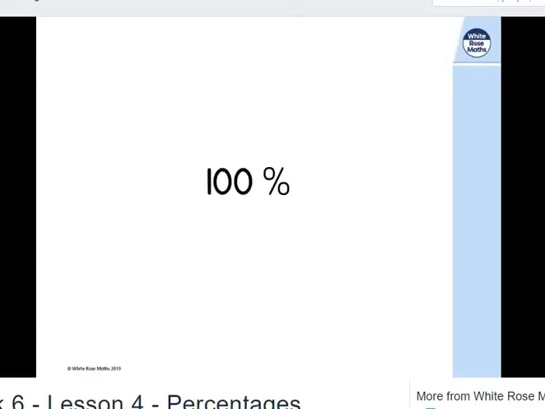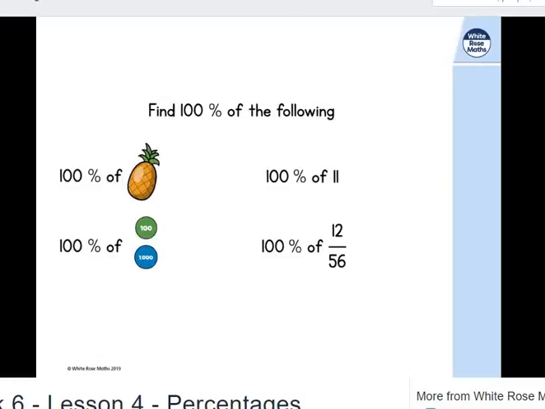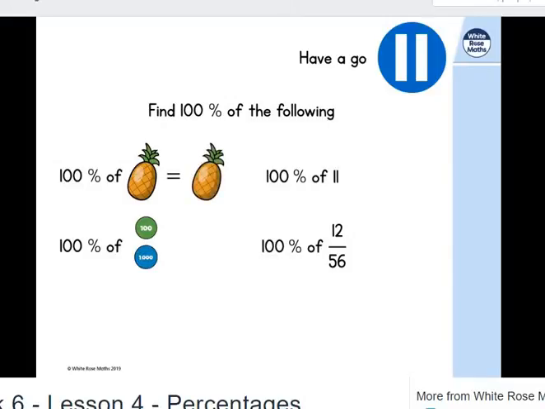So what does 100% mean then? We might think of it as everything, all of something, 100 out of 100 parts, or the whole of something. So what would 100% of these things be then? Pause the video. Well, 100% of a pineapple would be the whole pineapple. 100% of 1,100 would be 1,100. 100% of 11 is 11. 100% of 1256 is 1256.